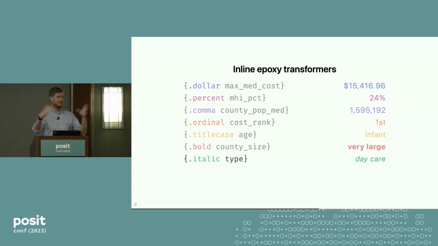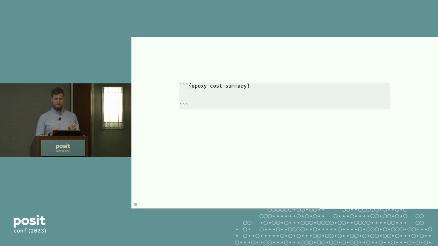Okay, let's put this all together into a statistic, a real sentence that uses all of these things and makes sense. We'll throw it in a blender and we get this. First, we start with a chunk. It's the Epoxy chunk. We give it a label. This time we're going to give it a label of cost summary. So remember that, we're going to come back to that in a second. And in here, I'll just use the embrace syntax with these little dot transformers.